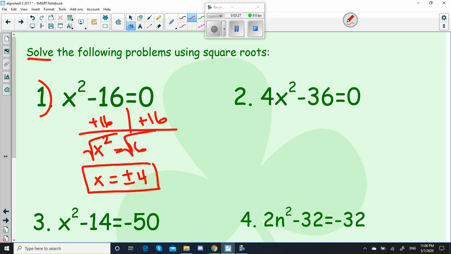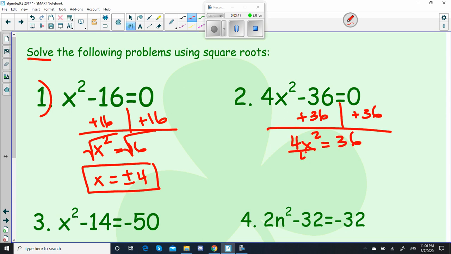Okay, same thing here, number 2. So first thing I would do would be to move the positive 36. Remember, I'm trying to isolate the x squared. So I'm going to pull the 4x squared down. Now I'm going to divide both sides by 4 because I'm trying to isolate that x squared. And then I'm going to take the square root. So my answer is plus or minus 3.